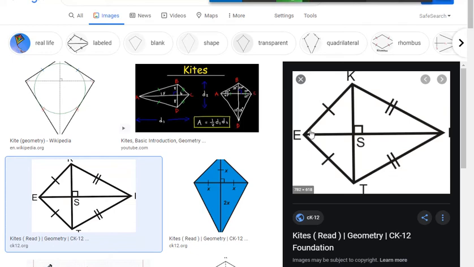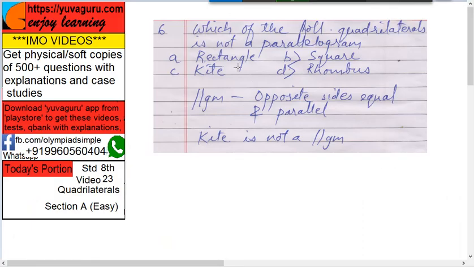Always remember, one pair means this pair is congruent to each other and this pair is congruent to each other, means these two sides are congruent to each other and these two sides are congruent to each other. It means what? There are two pairs of congruent sides in a kite, but opposite sides are never congruent and parallel. They are never. Okay. So answer is C, kite.